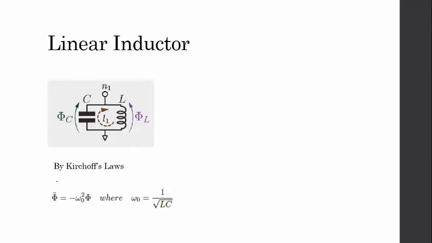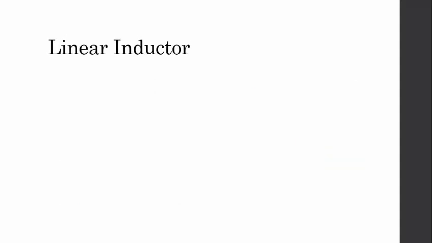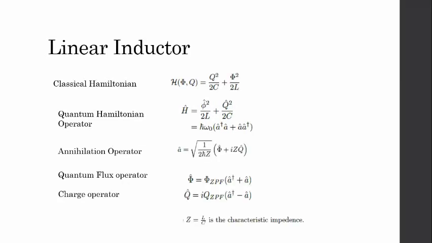Now, after applying Kirchhoff's laws, we arrive at these equations, which highly resemble our mass on a spring motion. To draw an analogy, we can think of the flux as the position, the capacitance as the mass, the charge as the momentum, and the inverse of the inductance as the spring constant K. Now, to move to the quantum formalism, we just use canonical quantization to define the quantum Hamiltonian and other quantum operators like the annihilation operator, the quantum flux operator, and the charge operator.